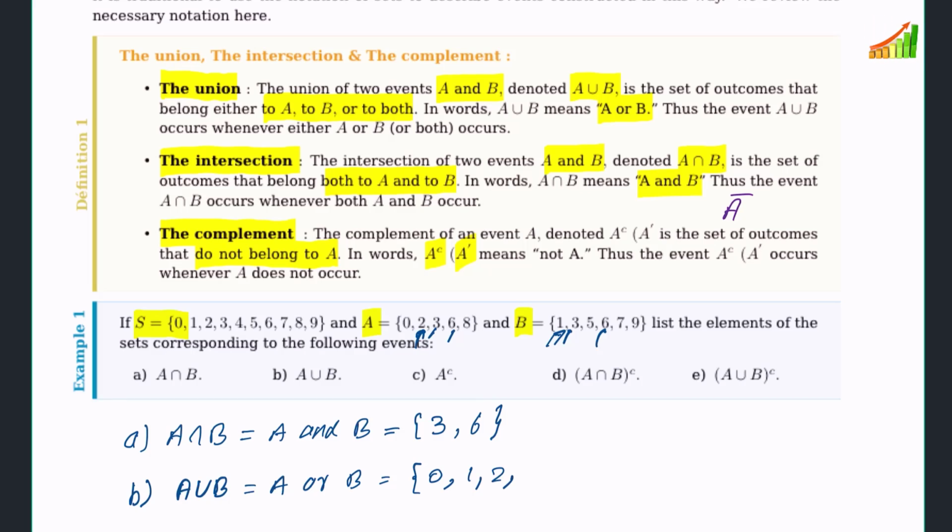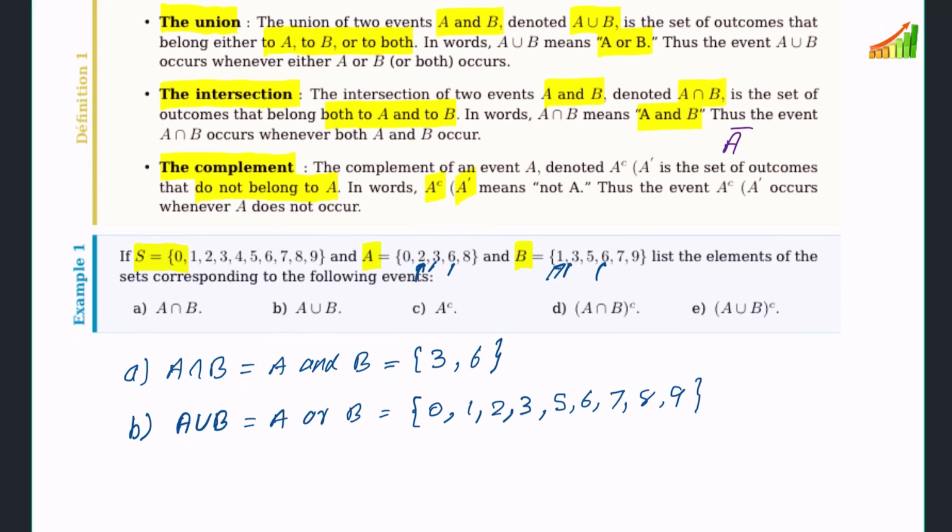Now next, 3. 3 is in both A and B, but we write only one 3 here because there are no repeated elements. Similarly, you can write 5, 6, 7, 8, 9. All elements of A and B or both. That is A union B.